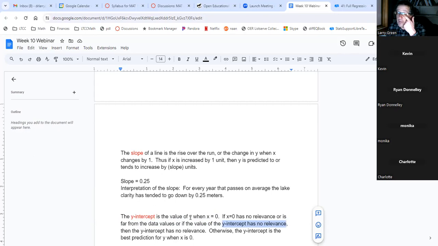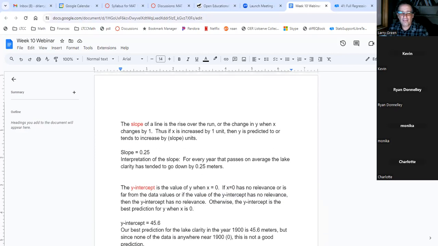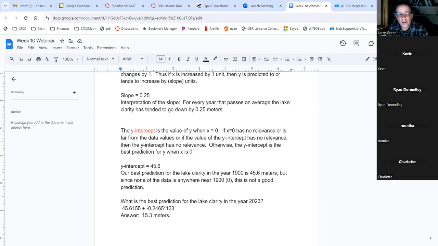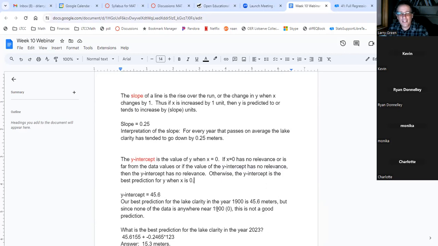Okay, if it had relevance, then it would be the best prediction for y when x is 0. So you could say our best prediction for lake clarity in the year 1900 is 45.6 meters, but it's not a good prediction at all. Any questions on that idea?